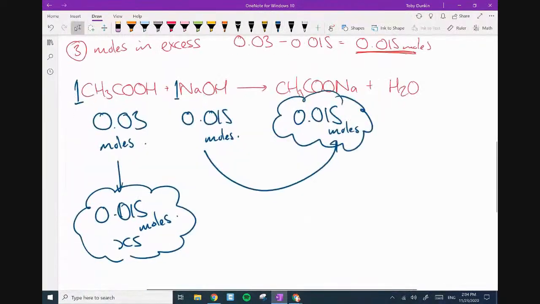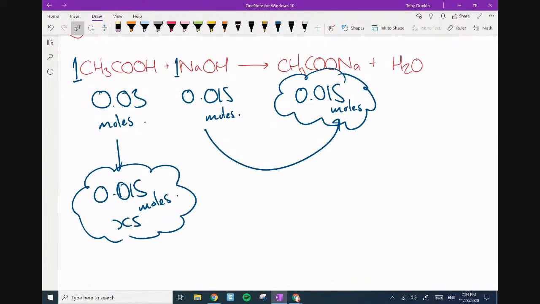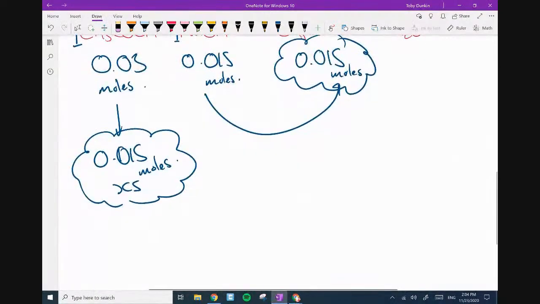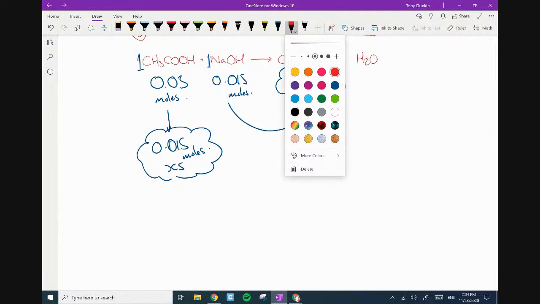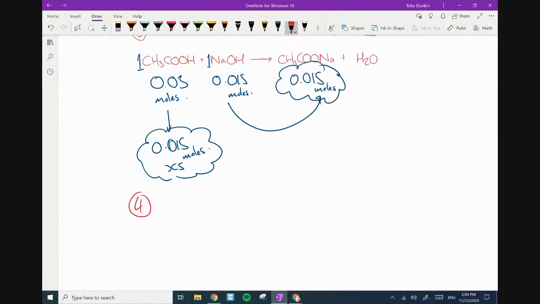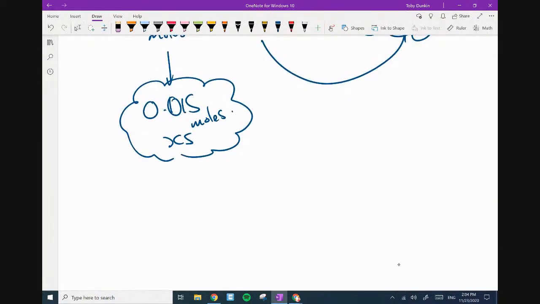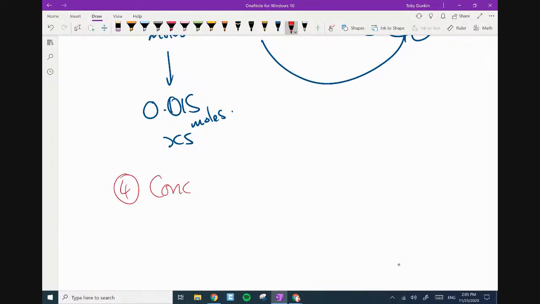So now that I've got moles of excess acid and moles of salt, I can now convert each one of them. So by the way, this is step number four. I've gone off piece, hang on, there we go. Step number four, I've made that thicker than the previous one, I'm going to shrink that back down again. There we go. Step number four, concentration.